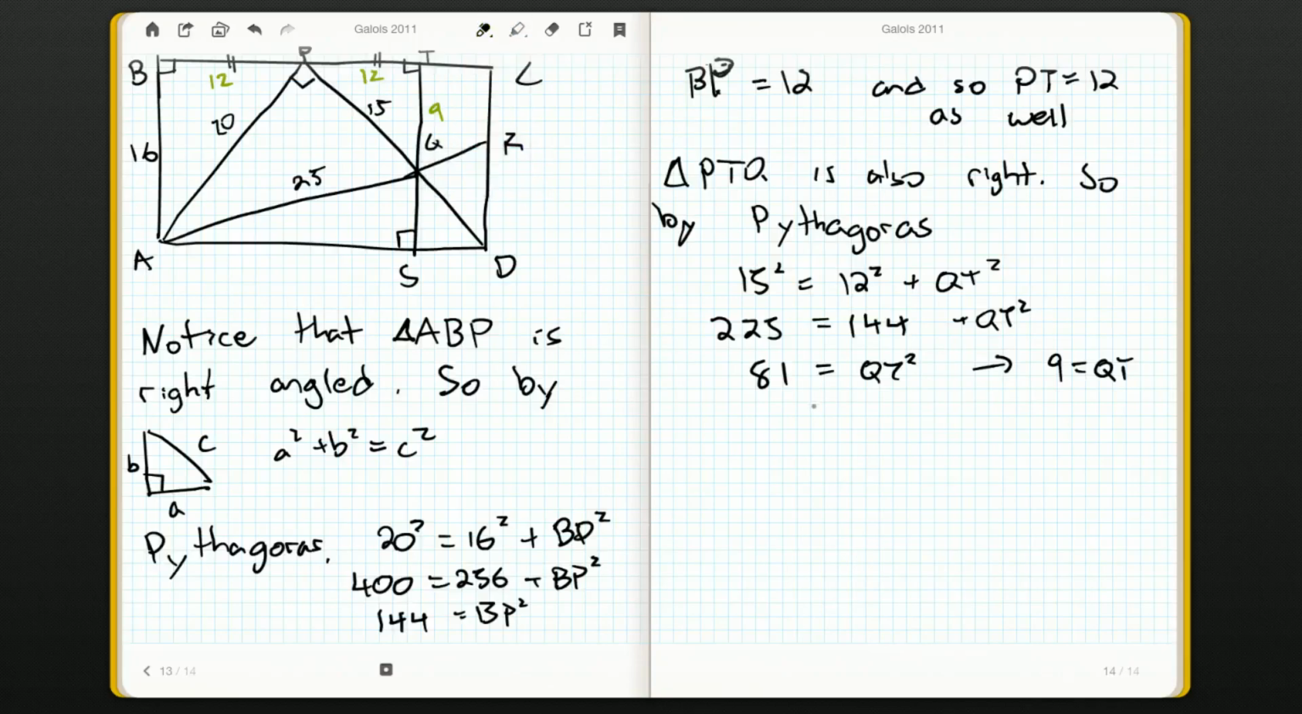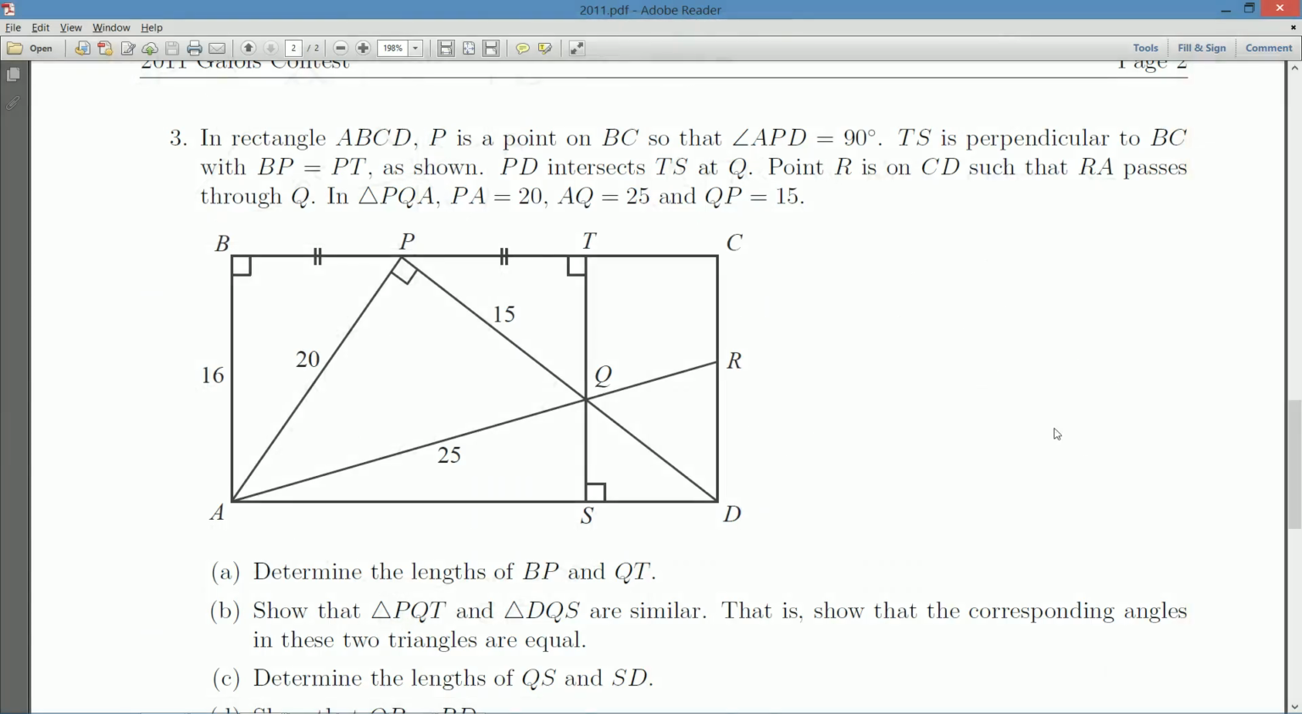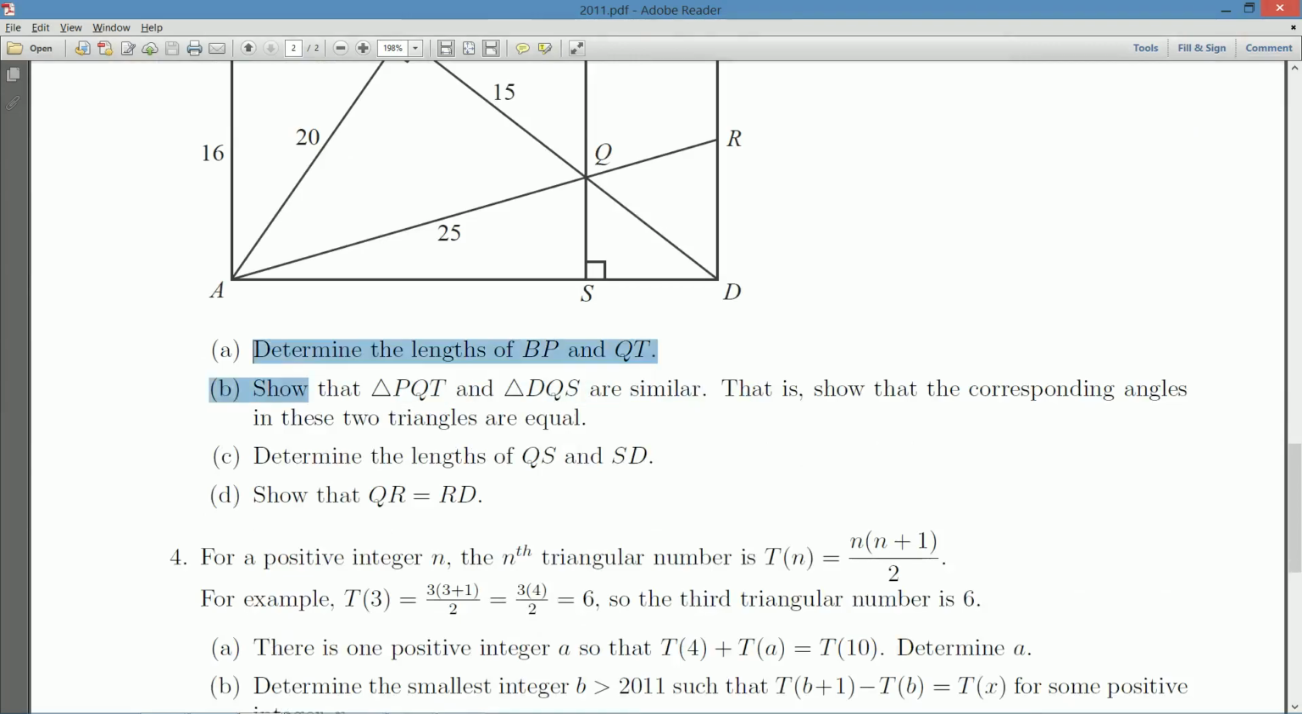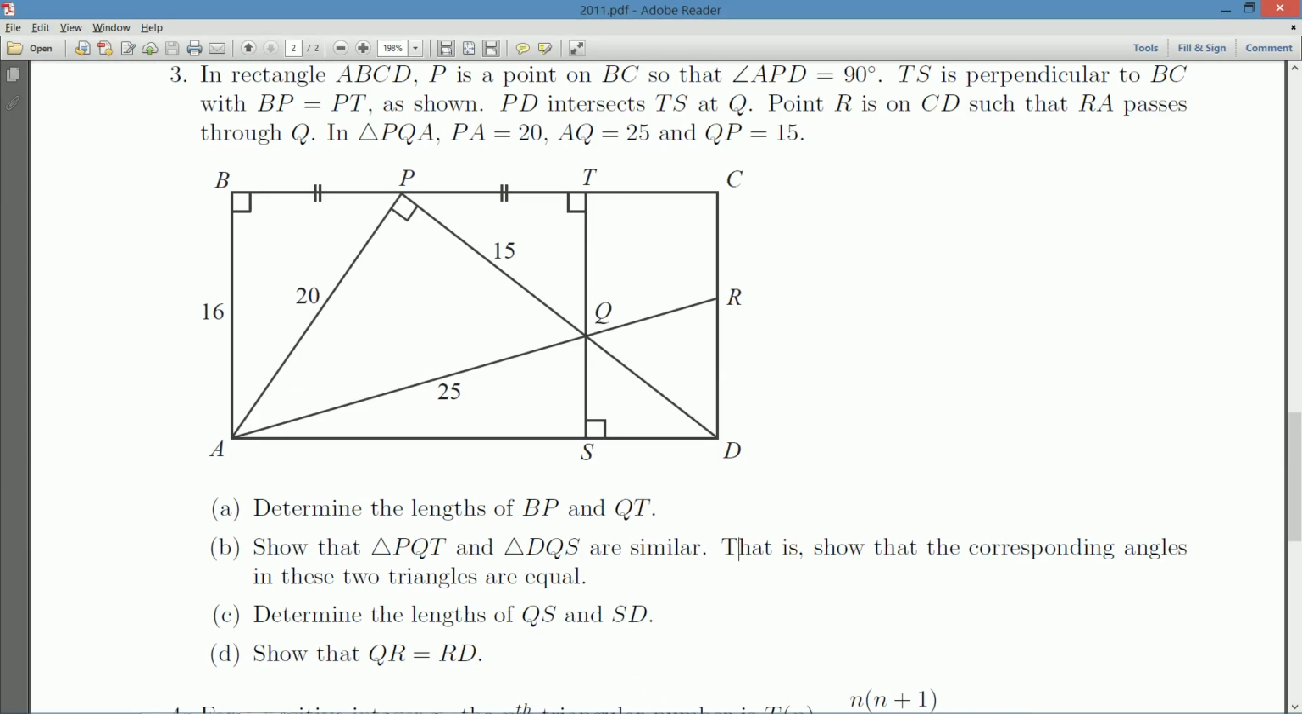Well, that does it for part A, because we asked for BP, which we now know is equal to 12, and QT, which we now know is equal to 9. Alright. So at that point, I'd make a little therefore statement, put the letter A beside it if we were doing this real serious-like, because we've solved part A. So B part, show that PQT and DQS are similar.